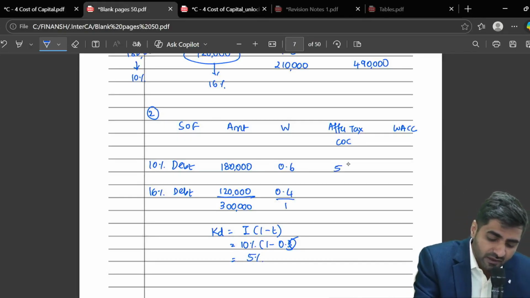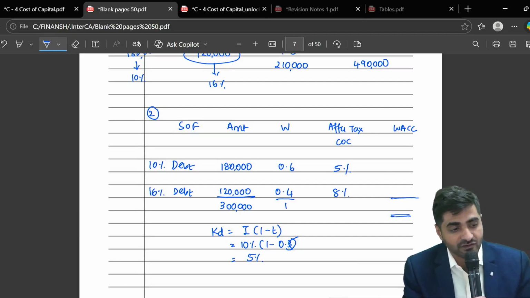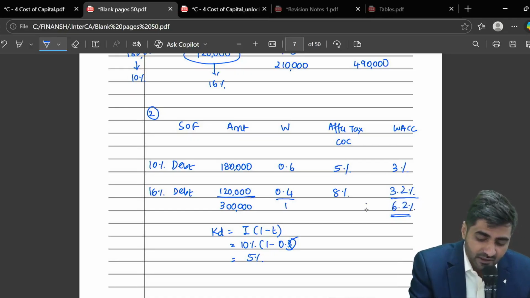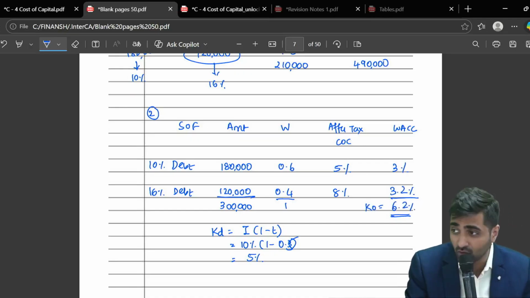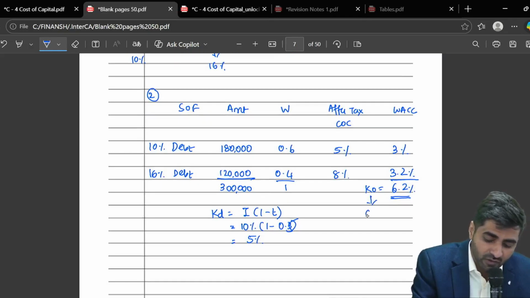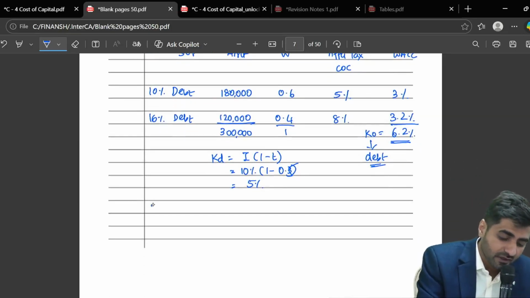And what is going to be this KD? 8%. So then you'll be getting your overall weighted average cost of capital. So what is this going to be? 3. And this is going to be 3.2. Your total is going to be what? 6.2%. Is that going to be your KO? Come on, yes or no? Yes, sir. This is going to be your overall cost of capital. Matlab, this is pertaining to your KD only related to your additional debt. Any additional debt which you are raising, the cost is going to be what? 6.2%.